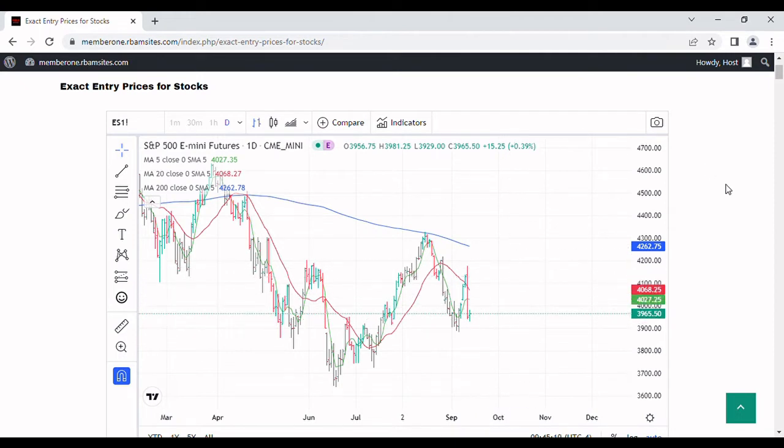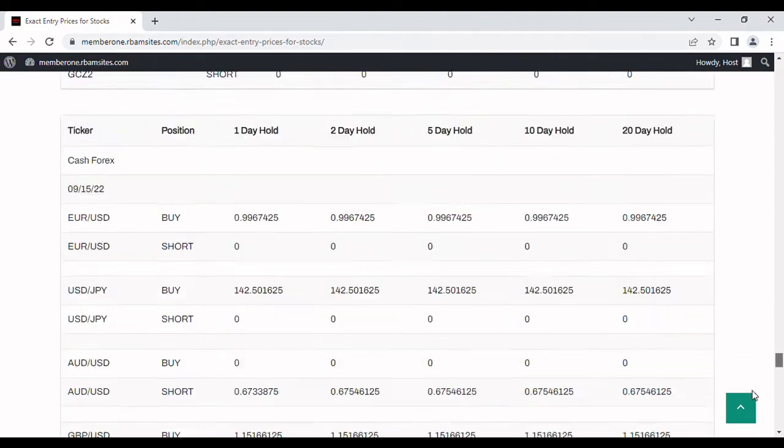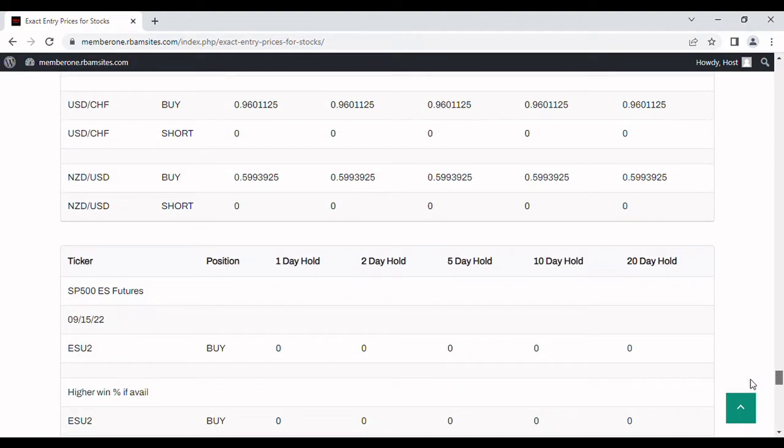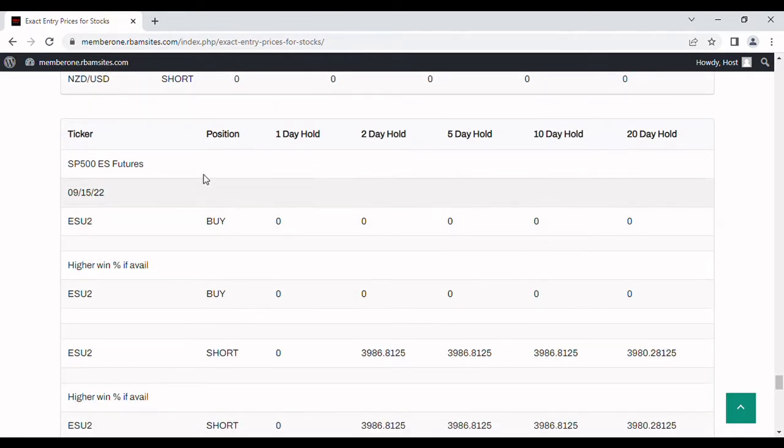So let's take a look and see what RBAM Research says about the S&P 500 today. We cover the S&P 500 two different ways. We have a futures contract that covers it. This is out for the 15th, which is today. They're talking about shorts at 3,986 across the board except for the 20-day. So these are 1, 2, 5, 10, and 20-day hold periods. You're not going to find shorts for the S&P 500 on this system on a 1-day hold. We'll have some buys on 1-day holds, but your shorts start on 2-day holds for this S&P 500 futures contract. This is the Chicago Mercantile Exchange E-mini futures contract. So we're looking at 3,986.